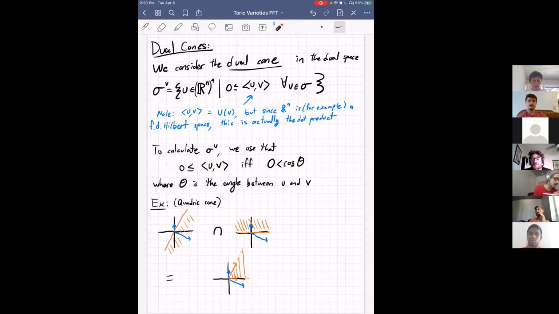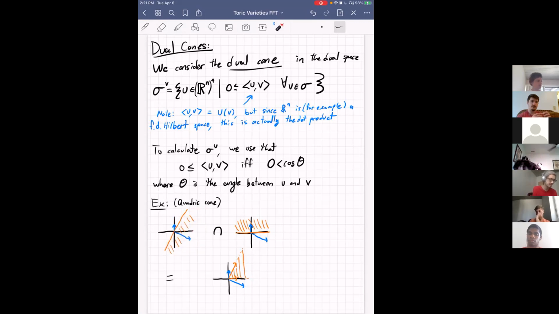So in particular, we're looking for things that are in the cone. For anything in the cone, it's going to be within a 90-degree angle of those. To calculate it, you can take the edges of the cone. I have the quadrant cone here, so you can look at the edge here and write down all of the things that will dot with it to be greater than or equal to 0, which is this half plane. Okay, so this is my example here.